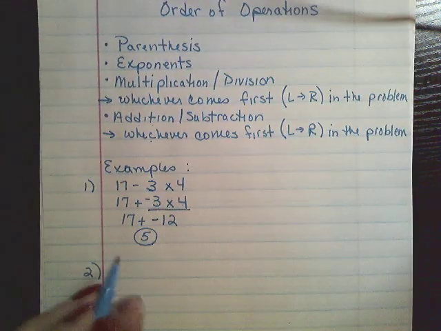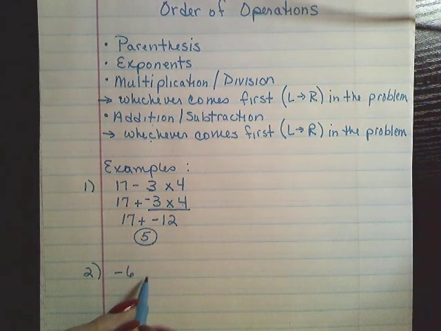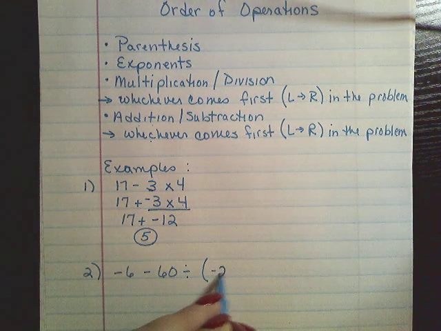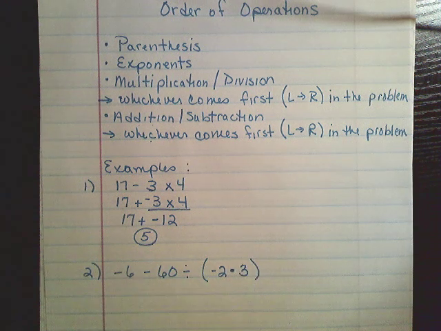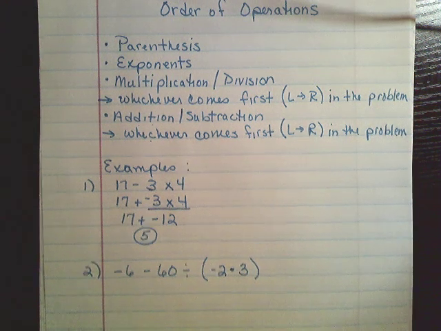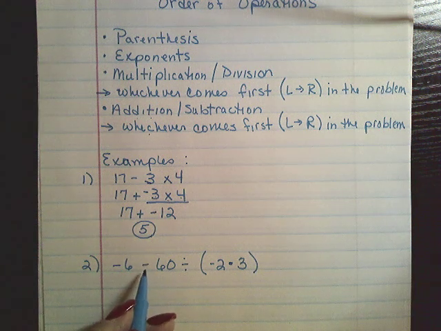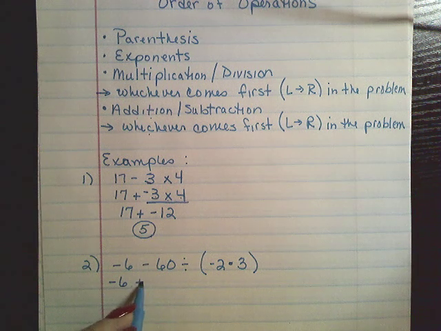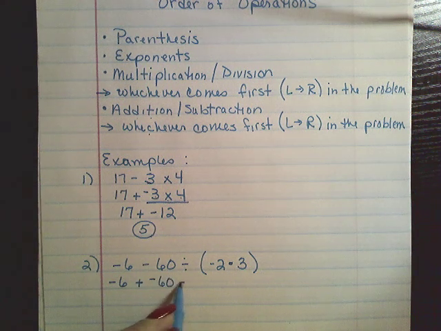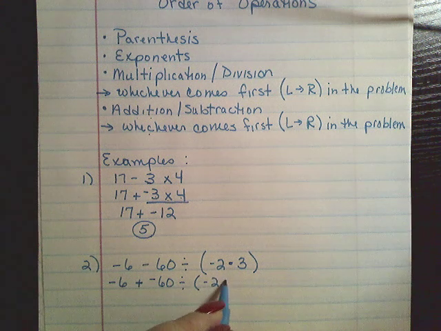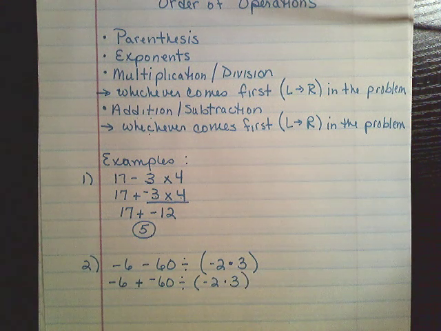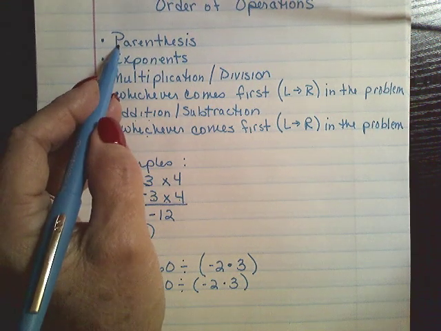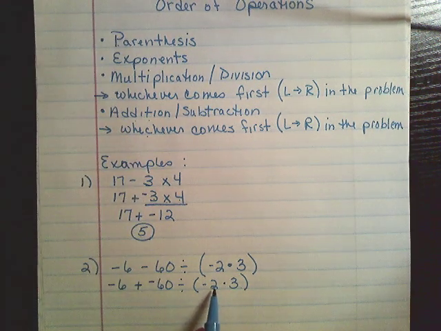Okay, example 2, negative 6 minus 60 divided by negative 2 times 3. Okay, this has a little bit of everything in it. So before I even start, I want to change my subtraction to adding a negative. So this is going to be negative 6 plus negative 60 divided by negative 2 times 3. All right, now go back up. First thing we do, parentheses. I do have parentheses this time.